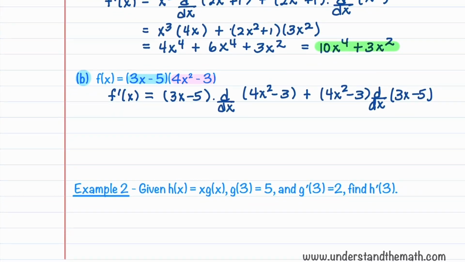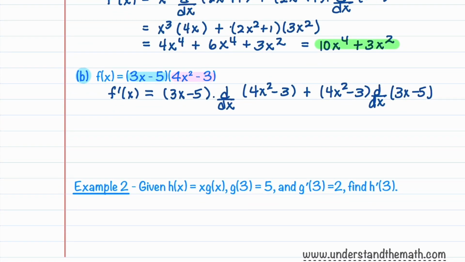After you get used to doing this, you can probably not write down this step and just do the derivative in your head. We now have 3x minus 5, and then the derivative of 4x squared is going to be 8x, and the derivative of minus 3 is 0. And then we have 4x squared minus 3 times the derivative of 3x minus 5, which is just 3. Let's now multiply everything out.